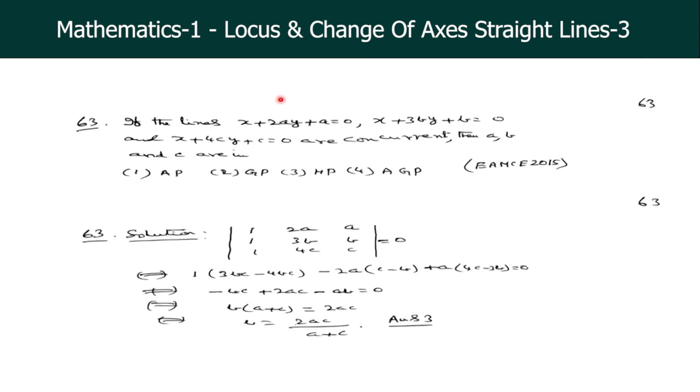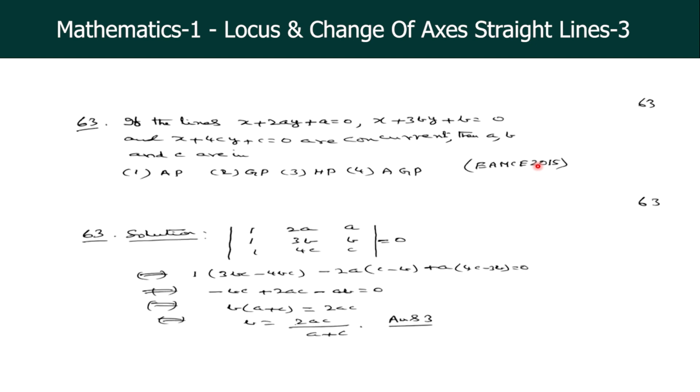Next, problem number 63. If the lines x + 2y + a = 0, x + 3by + b = 0 and x + 4cy + c = 0 are concurrent, then a, b and c are in: 1. AP, arithmetic progression, 2. GP, geometric progression, 3. HP, harmonic progression, 4. AGP, arithmetico-geometric progression. This is given in EAPCET 2015.